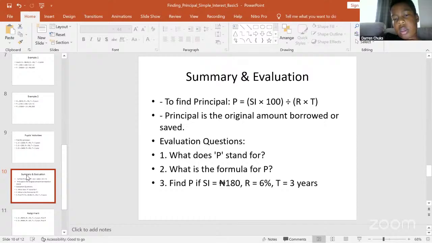Principal is the amount saved. Is the amount paid or borrowed, right? Is the original amount borrowed or paid. Remember that. What is simple interest? Simple interest is the amount of money borrowed that needs to be paid back.